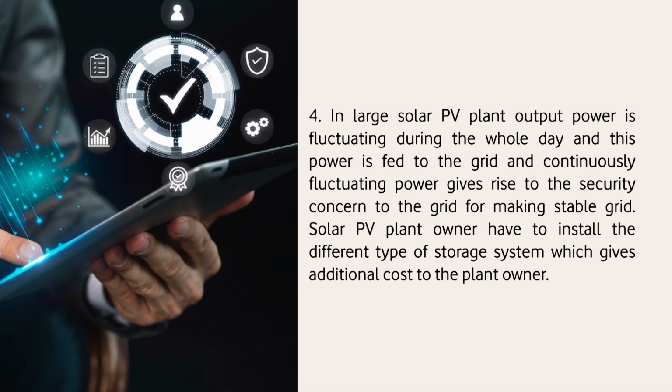Fourth, in a large solar PV plant, output power fluctuates during the whole day, and this power is fed to the grid. Continuously fluctuating power gives rise to security concerns for making a stable grid. The solar PV plant owner has to install different types of storage systems, which adds additional cost to the plant owner. Once the storage system is fully charged, these storage elements give no profit to the system owner. Therefore, a solar-based water pumping system may be installed instead of a storage system.